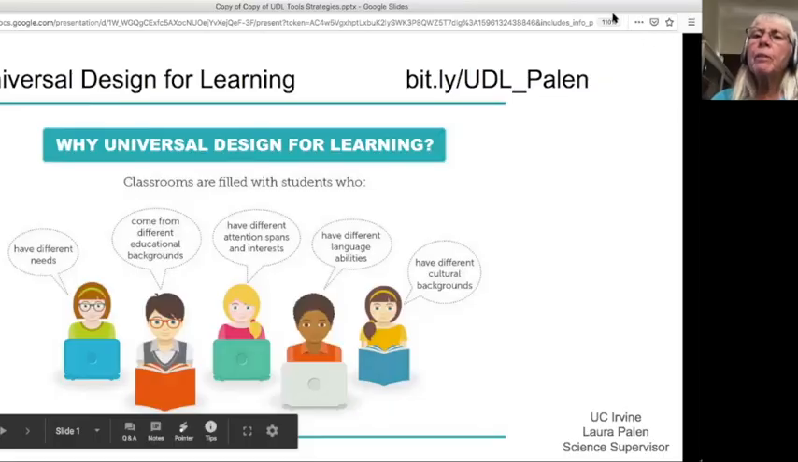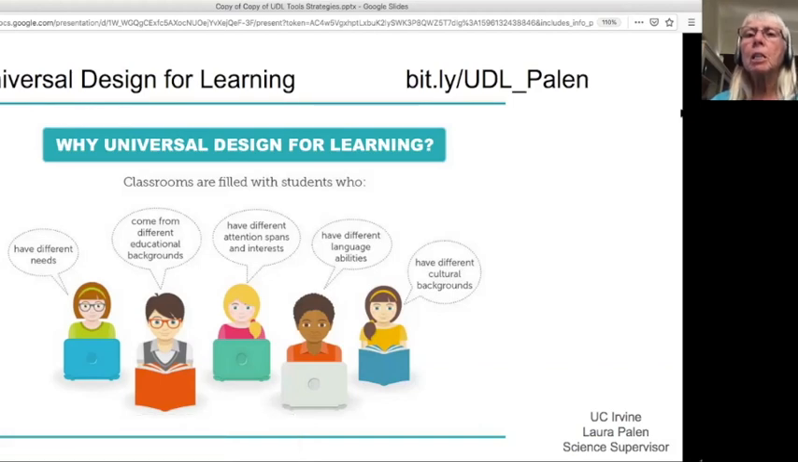So if you're on the bit.ly site, you'll see the title as Universal Design for Learning and some figures there for why it matters that we have universal design. And I think that this little graphic captures it really well. These students are coming from everywhere. Language differences, cultural differences, certainly attention spans, age differences, different educational backgrounds, and needing different forms of learning modalities.